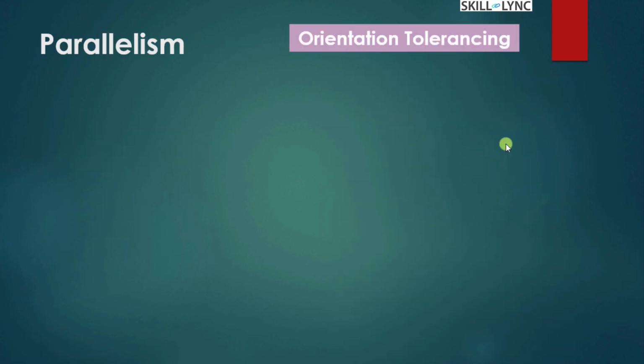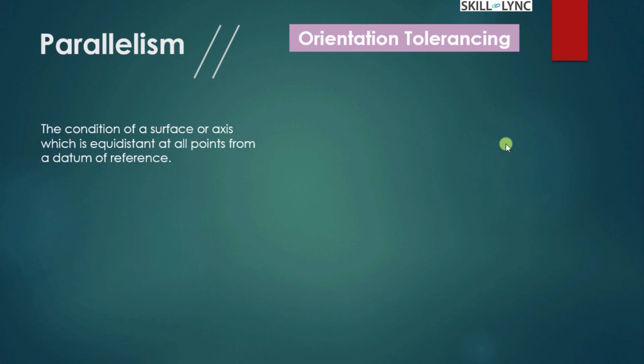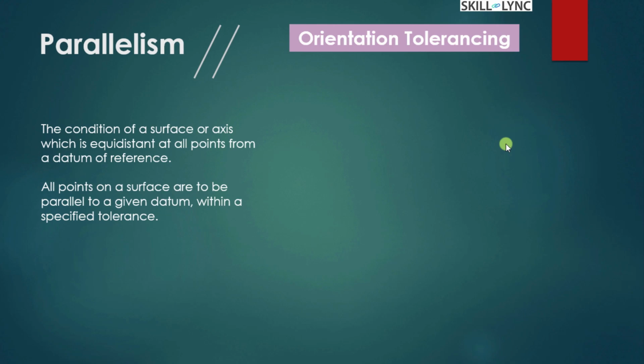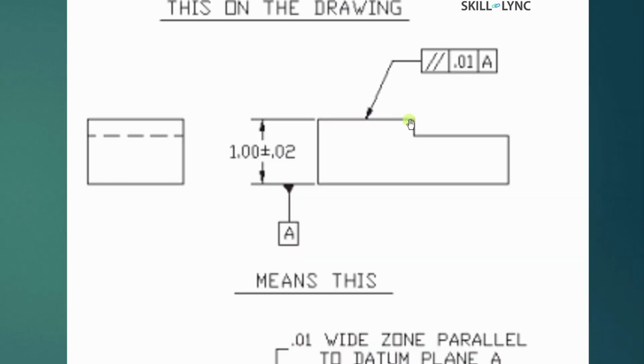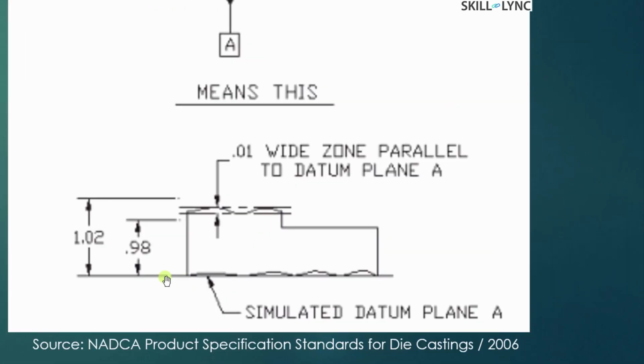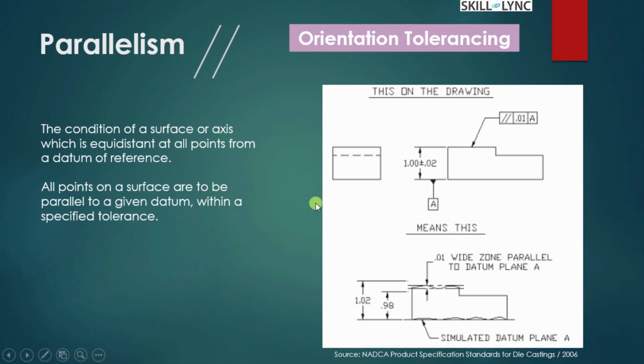Next, similarly, we have the parallelism orientation tolerancing, that's represented by two angular lines here. This refers to the condition of a surface or axis which is equidistant at all points from the datum reference. Again, all the points on this surface are to be parallel to this datum reference within the specified tolerance. Here this surface should be parallel to this datum reference A with a tolerance zone of 0.01. If we have a reference plane here, then the maximum variable tolerance in this is 0.01. So this is a parallel orientation tolerance.